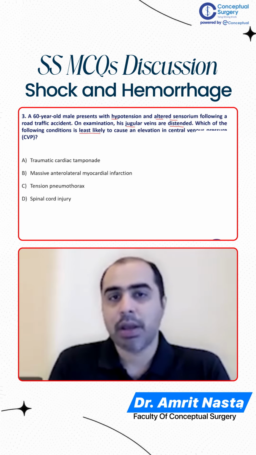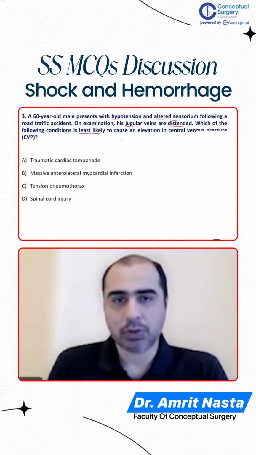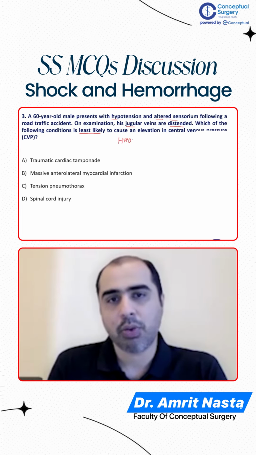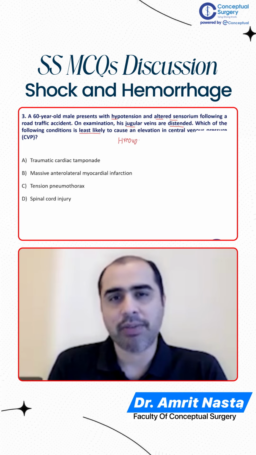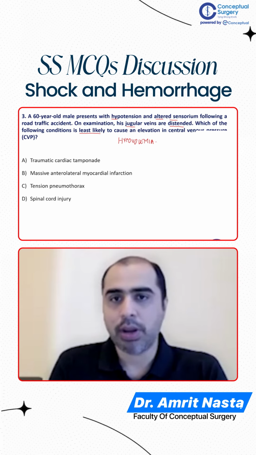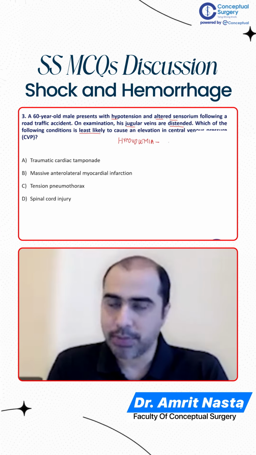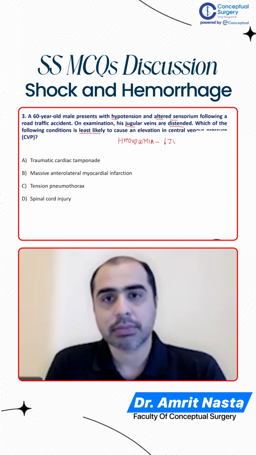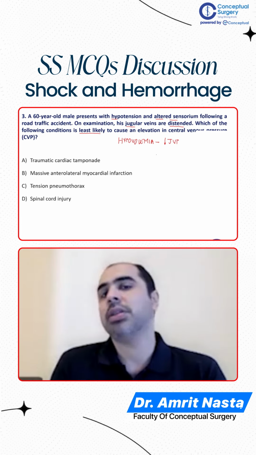Now understand, whenever there is a shock, one of the types of shocks is hemorrhagic or hypovolemic. Typically, like a patient with a road traffic accident, if he has hypovolemia because of bleeding, this hypovolemia will cause hypotension, but it will also cause a fall in the JVP.